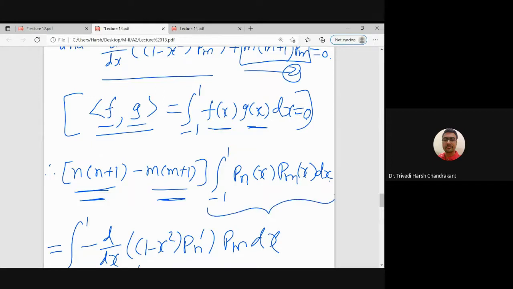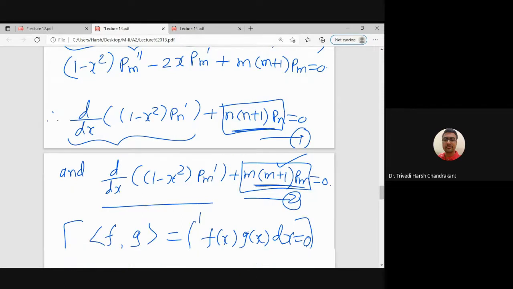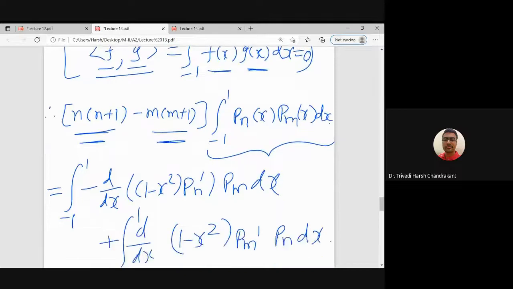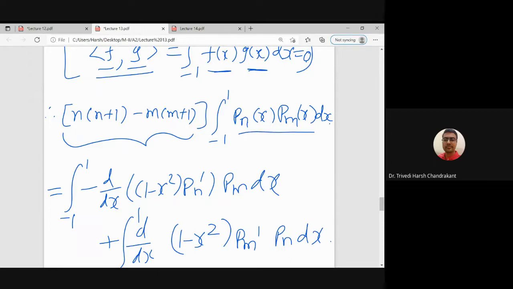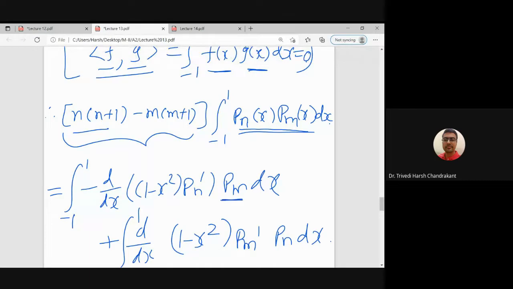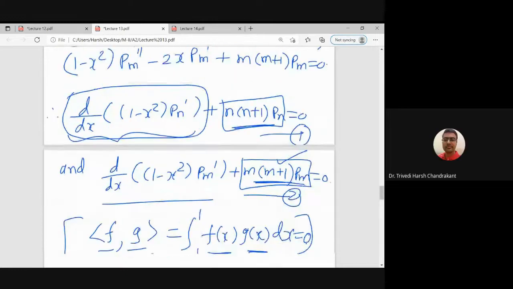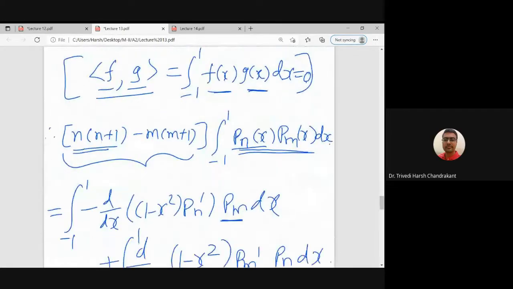To find this integral, we will use equations first and second. In equations first and second, the Pn and Pm terms come with n(n plus 1) and m(m plus 1). So instead of finding this integral directly, we multiply it with this particular term, because we want to use the Legendre equation. Now when we multiply, the first term will be n(n plus 1) times Pn(x) into Pm(x), with Pm(x) as it is, and n(n plus 1) times Pn(x) from equation 1. So that we substituted in the first term, and similarly, we have used the second term.